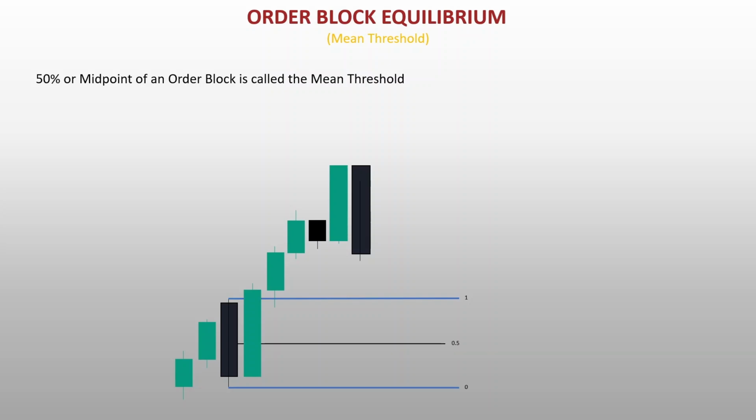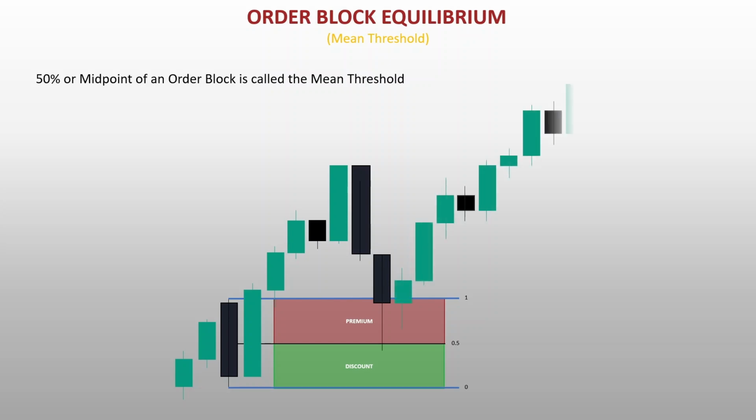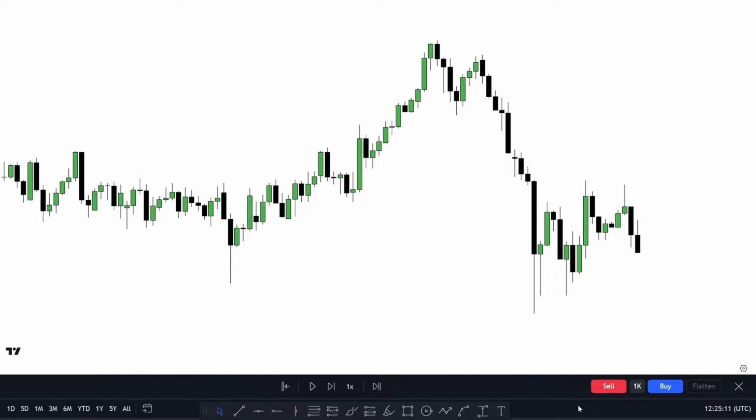What will the market do? The market will come down. Below 0.5, what do we have? Discount. Above 0.5, what do we have? Premium. What will the market do? The market will come down. It will go up from here, but it will not go up from here. Why? Because this is equilibrium for the order block. The market will dip to 0.5 and then go up from there. Guys, now let's look at an example of order block equilibrium and the mean threshold.